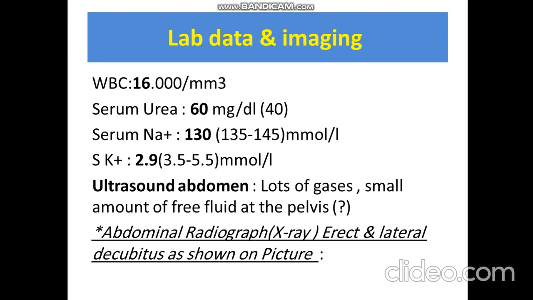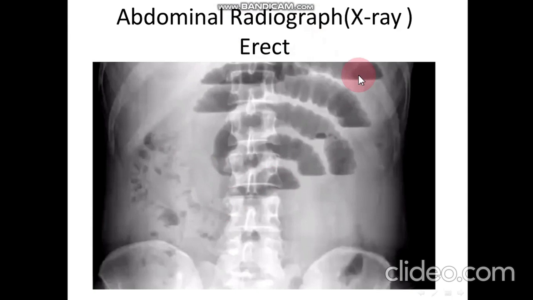We did an X-ray, abdomen upright, erect abdomen and lateral decubitus X-ray. We have this picture. We have centrally located multiple, meaning more than multiple, air fluid levels with shadow of plicae circulares or valvulae conniventes of small bowel, most likely either jejunum or ileum, but it's small bowel.